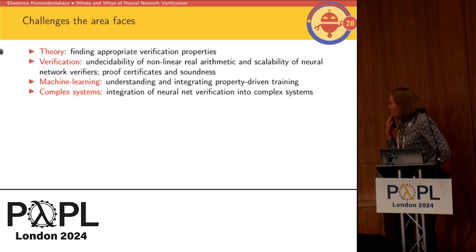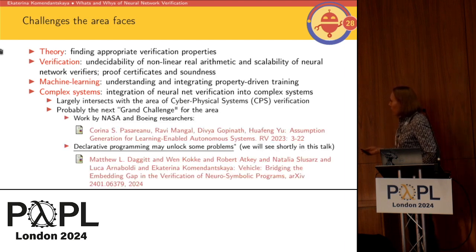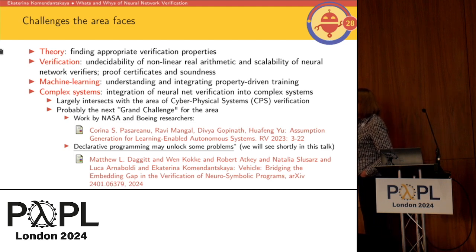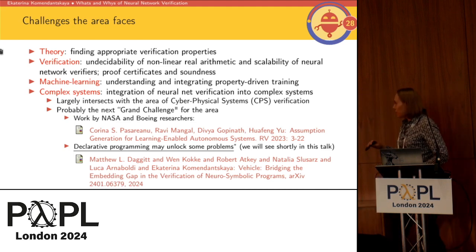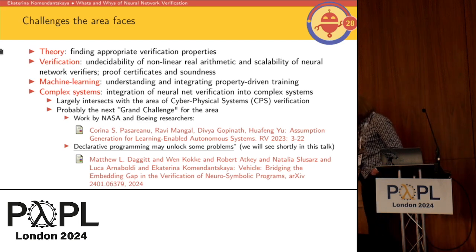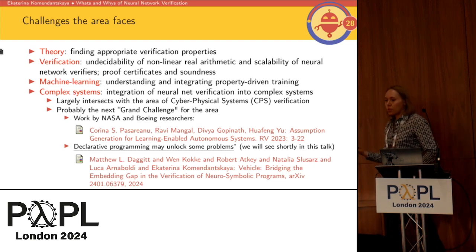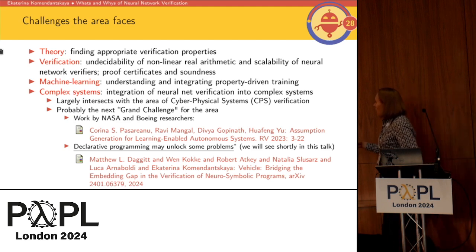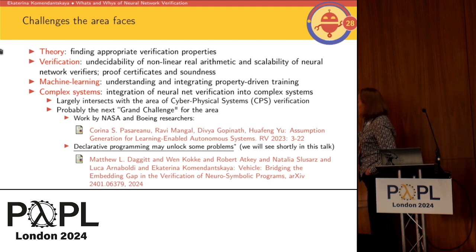Okay, so what kind of challenges exist in complex systems? It very often intersects with the area of cyber-physical systems. For example, I have a controller, we'll have an example in a second, which is executed by a neural network, and then I want to show that the overall car, overall robot doesn't collide. It's really not so well understood.